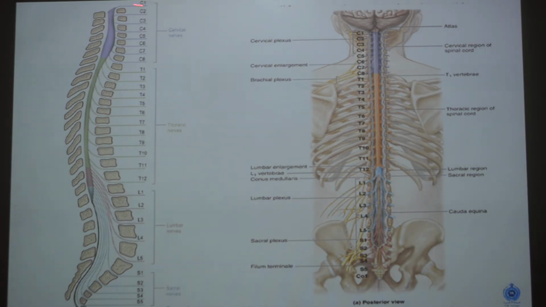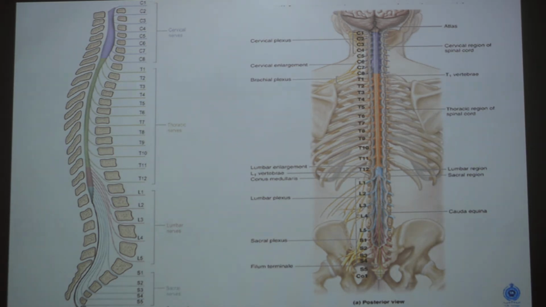Now the other important thing which you need to make out is that there are different segments of the spinal cord. So there are 8 cervical segments of the spinal cord. There are 12 thoracic segments of the spinal cord. There are 5 lumbar segments, 5 sacral segments and 1 coccygeal segment of the spinal cord. That means there are 31 segments of the spinal cord, and each segment of the spinal cord is going to give a pair of spinal nerves. So there are 31 pairs of spinal nerves which are exiting out from each segment of the spinal cord.